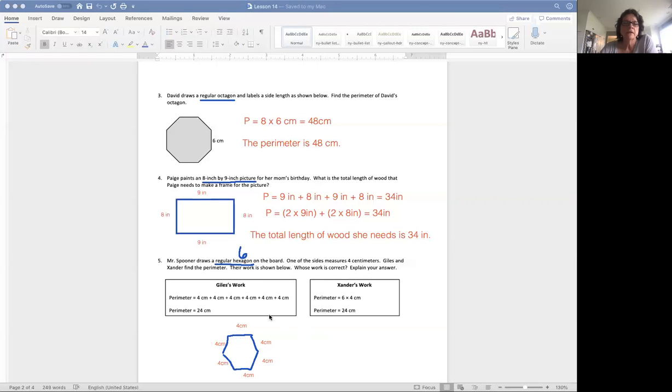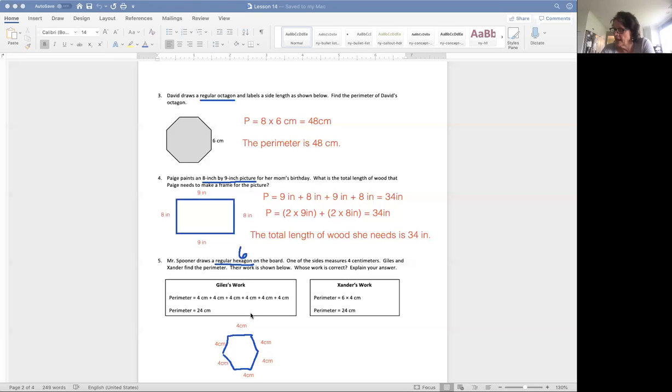All right. So these guys have already written our number sentences for us. And Giles wrote perimeter equals 4 centimeters plus 4 centimeters plus 4 centimeters plus 4 centimeters plus 4 centimeters plus 4 centimeters. In other words, he added 4 centimeters 6 times, 1 for each side length of that hexagon. If you look at Xander's work, he wrote perimeter equals 6 times 4 centimeters. Notice they both got 24 centimeters, so that shows that they agree with the same perimeter. But whose work is correct?